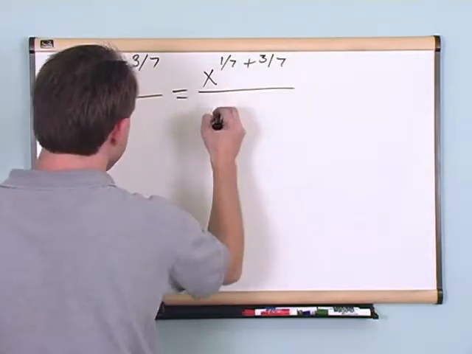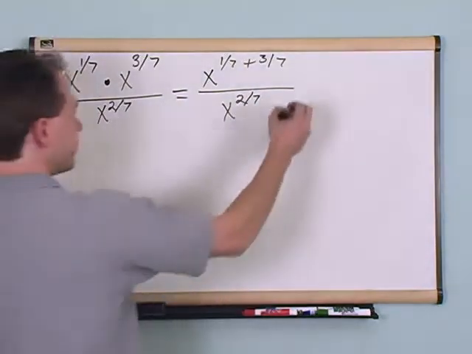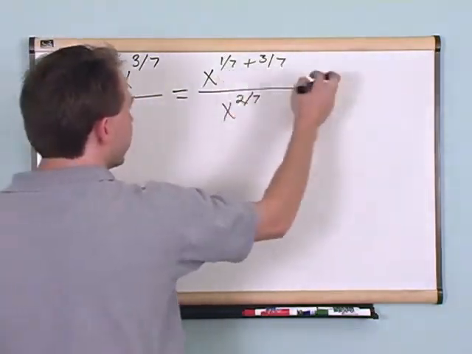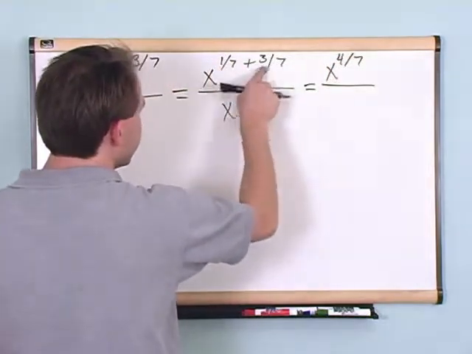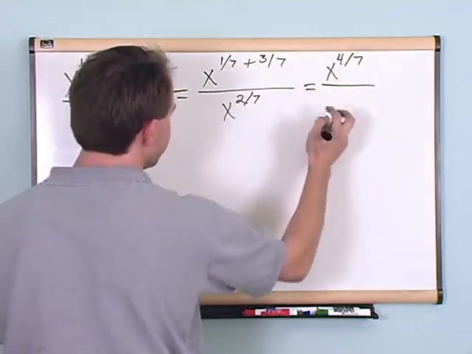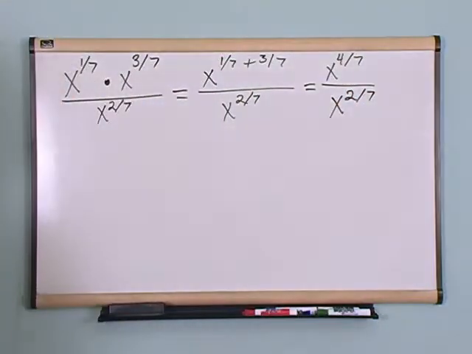On the bottom, I'm not going to touch it yet. I'm going to work with it in just a minute. Okay? 1/7 plus 3/7 is 4/7. 1 plus 3 is 4. 7 on the bottom, the denominator, stays the same. This is 2/7 out here, like that.